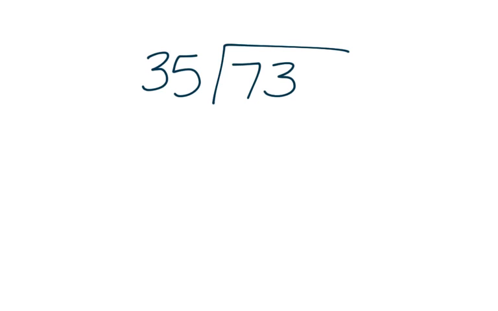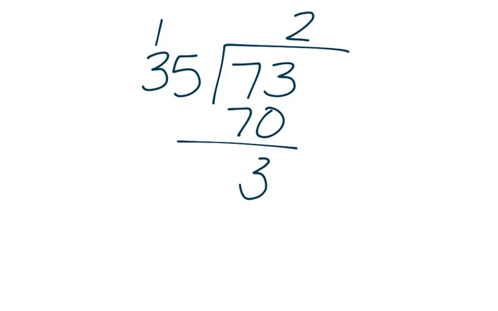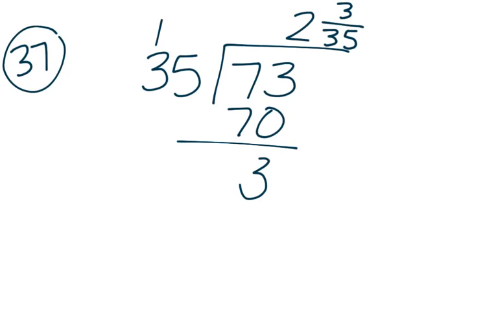You're going to change that improper fraction into a mixed number. 35 goes into 73 2 times. Okay, 73 minus 70 is 3. And this becomes your numerator on top. Your remainder becomes your numerator, your divisor becomes your denominator. Your answer for number 37 is 2 and 3/35.